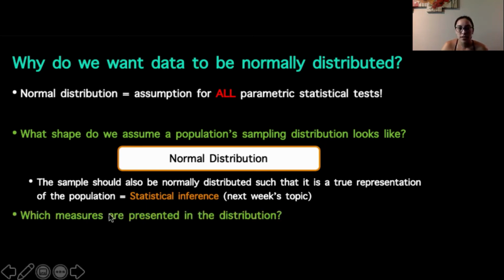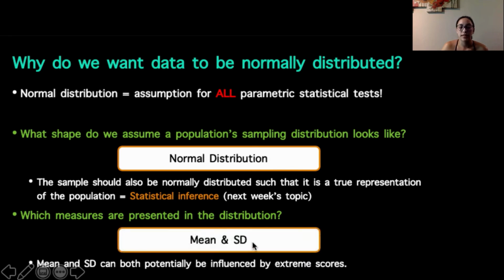But the last question that we can ask to answer this is which measures are presented in the distribution, right? And that's our mean and standard deviation. Remember that the mean is really sensitive to extreme scores. So if we don't have normally distributed data, the mean is going to shift towards that extreme score.